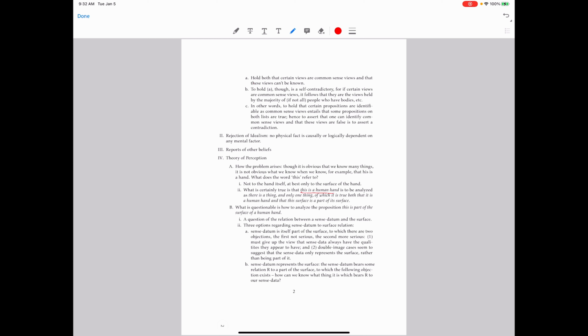Moore says, what is certainly true is the stuff of common sense. "This is a human hand." And that's to be analyzed as: there is a thing, and only one thing, of which it is both true that it is a human hand and that this surface is part of its surface. The second part is the referent of the term "this." So at most, the word "this" can refer to the surface that's visible to you, the surface with which you are perceptually acquainted.